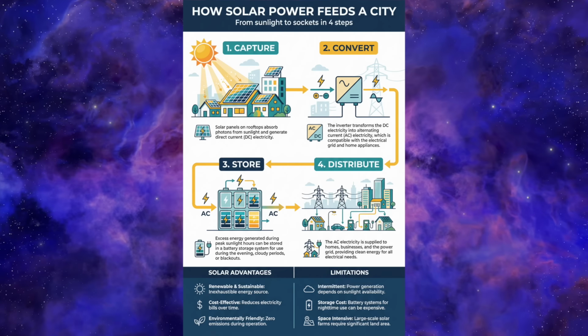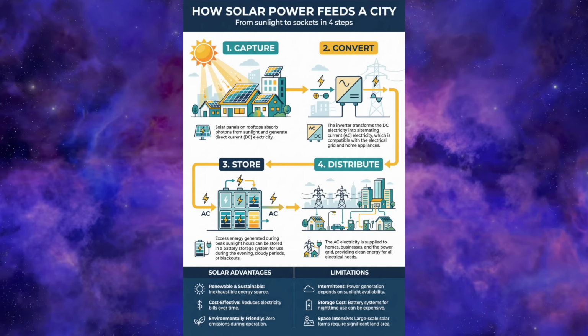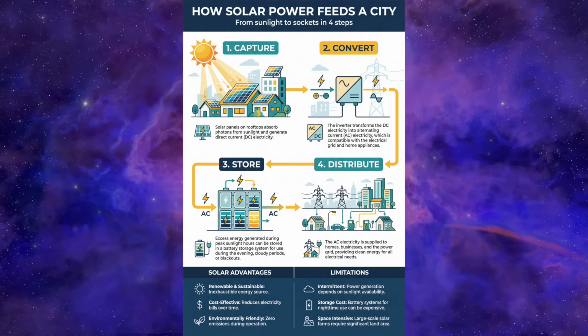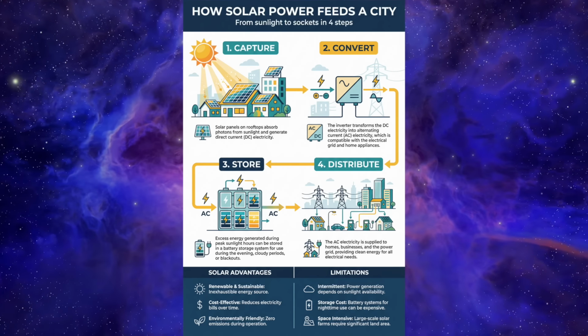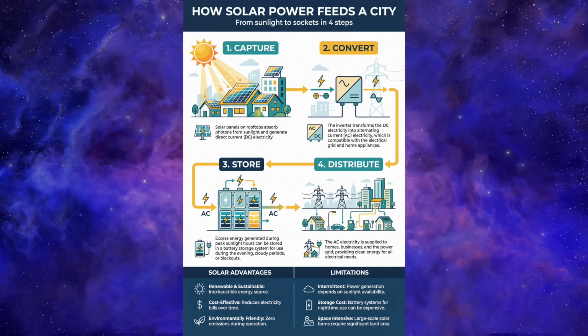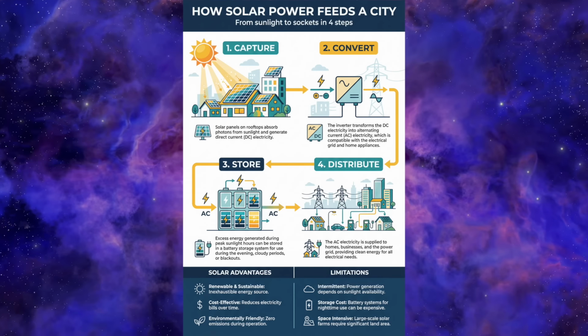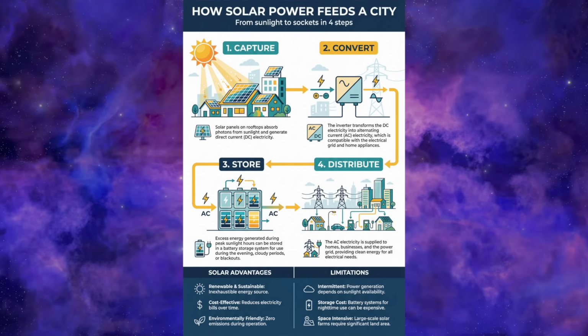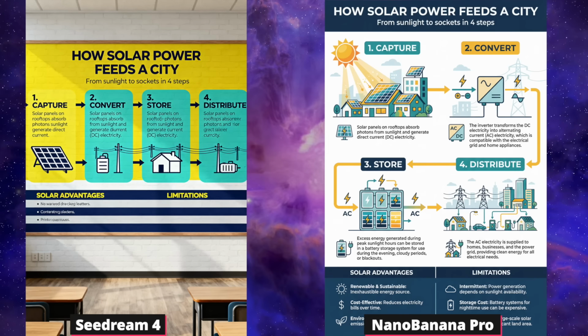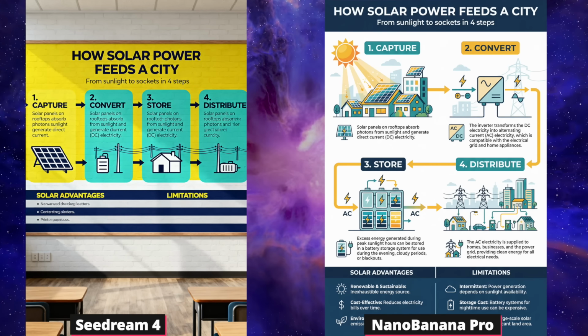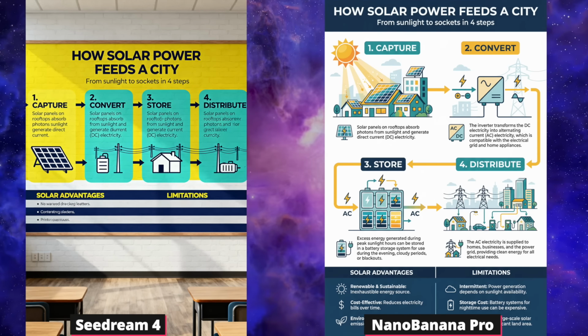Nano Banana's version looks like a pro-designed educational chart. Bold headline, 4 clearly separated steps with icons and detailed descriptions, then neatly organized solar advantages and limitations with multiple bullet points under each. For complex, text-heavy infographics, Nano Banana feels on another level, and for me, it completely owns this category.